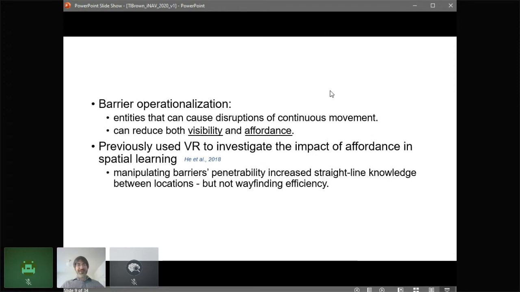And what he found is that at test, if he took away this penetrability power and probed participants' spatial memory, they exhibited improved straight line knowledge of the relationships between locations in the environment. But interestingly, not so much their wayfinding ability. So it's almost like through this manipulation, they lost something about the navigable geometry of the space.